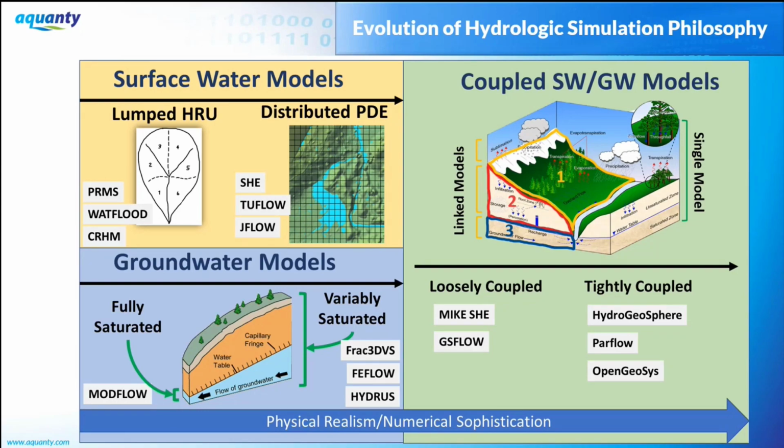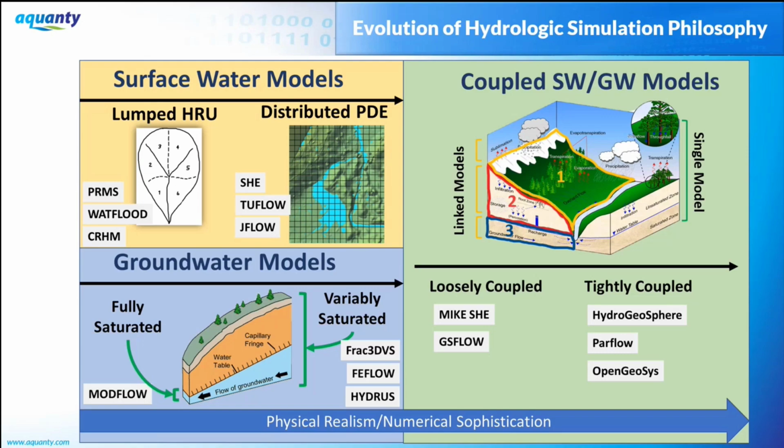Then there's a class of models, which I'll call distributed PDE, but they're surface-only models, and they're typically used for flood event forecasting. SHE, TUFLOW, and so on. There are others. Now in the groundwater domain, of course, everyone is familiar with MODFLOW, originally a fully saturated model, so below the water table only, although many packages have been written for it.